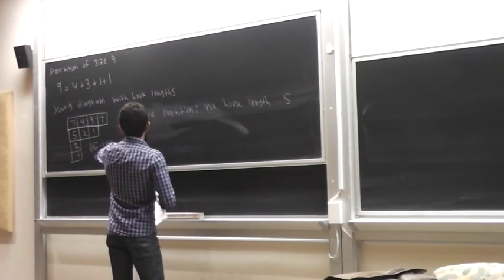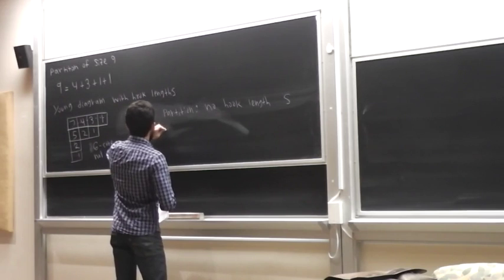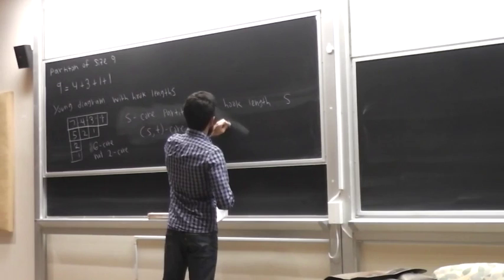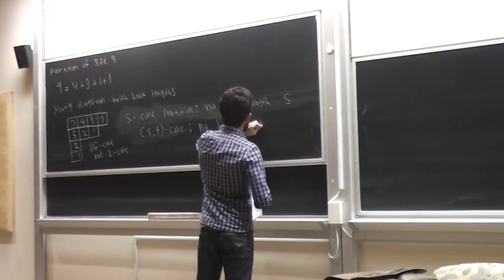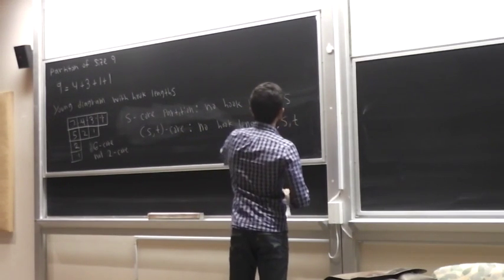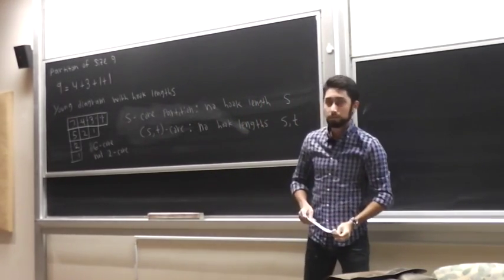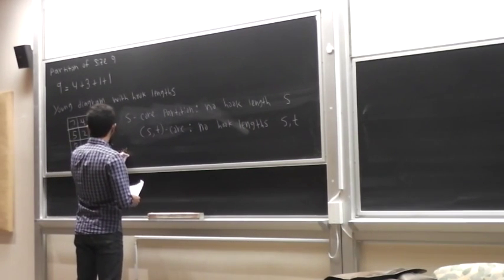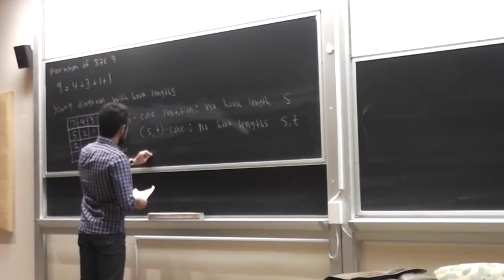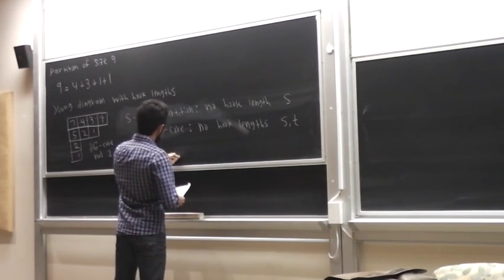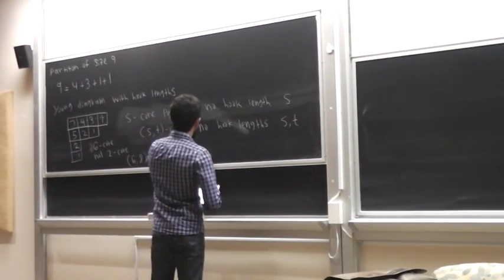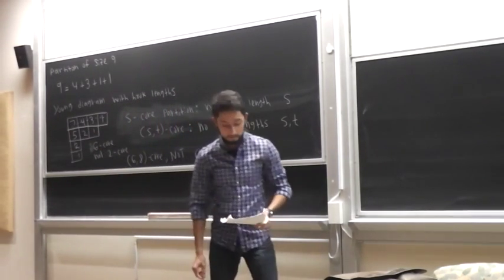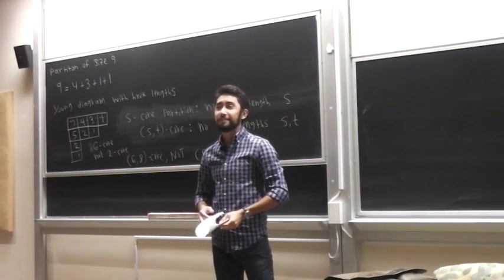So an ST core partition means no hook lengths S and T. It has to avoid both of those hook lengths. So going back to here again, this would be 6, 8 core. But it would not be 6, 7 core, because even though it avoids 6, it has a 7 over there. Okay, any questions about that?